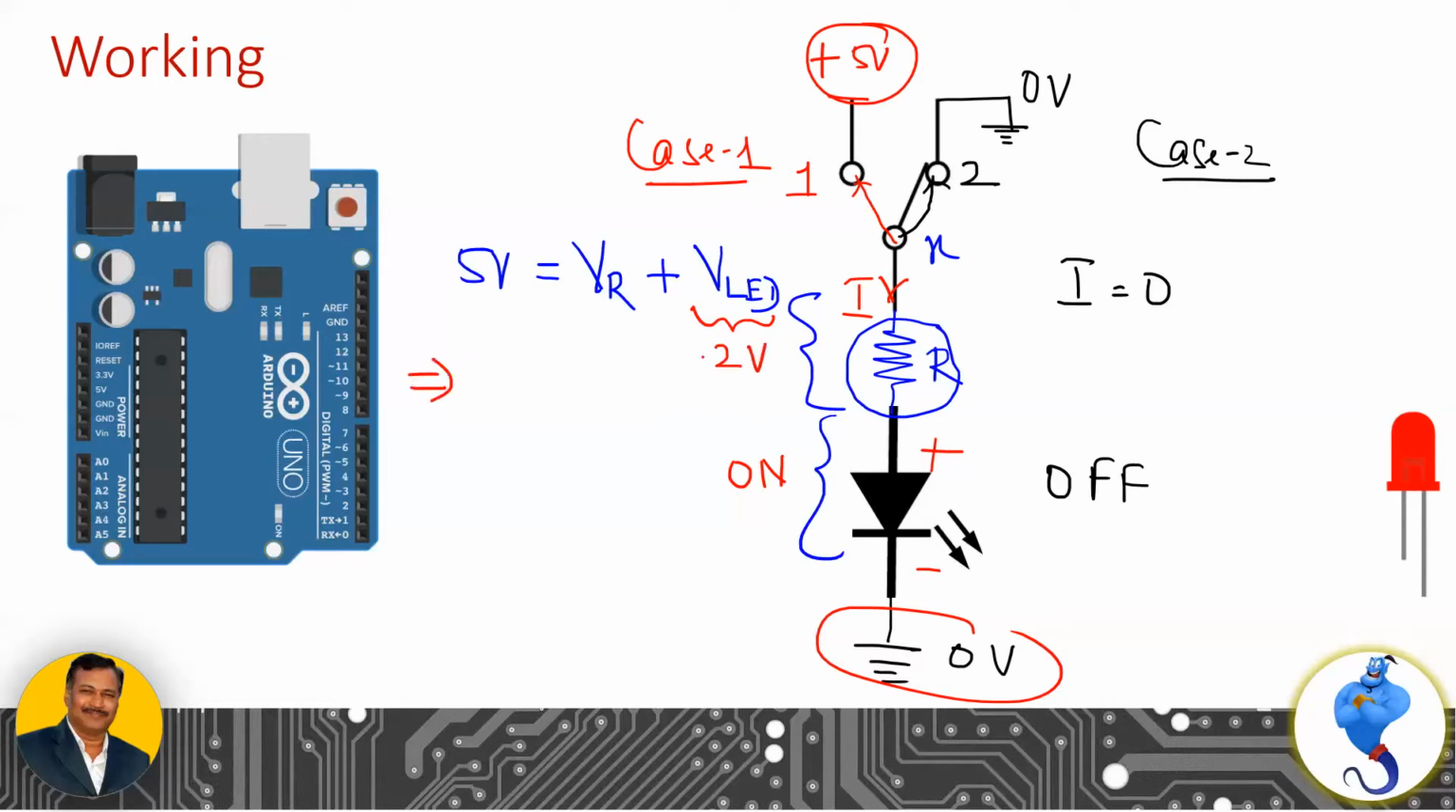Therefore, the voltage drop across this resistor VR should be 5 volt minus 2 volt. Therefore, it is 3 volt. This voltage drop across the resistor VR is the product of the resistance value and the current flowing through the circuit. And I wanted to figure out the value of resistance. So resistance is equal to 3 volt, which is the voltage drop across the resistance, divided by the current requirement.